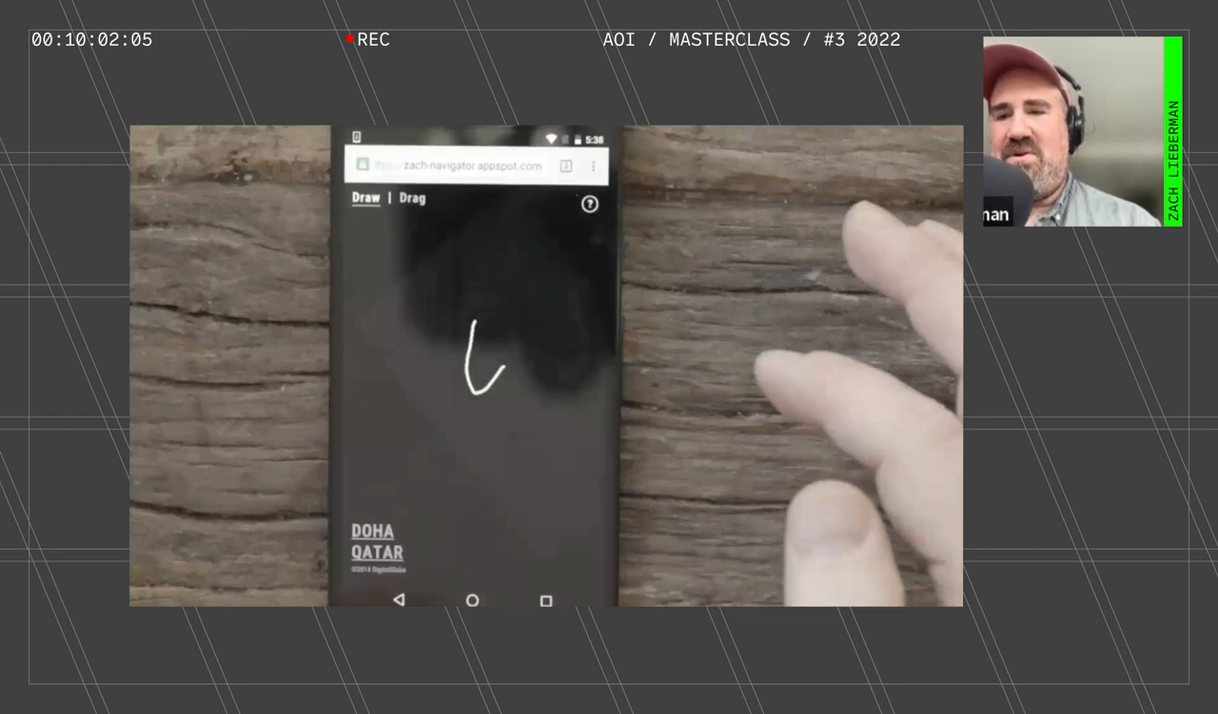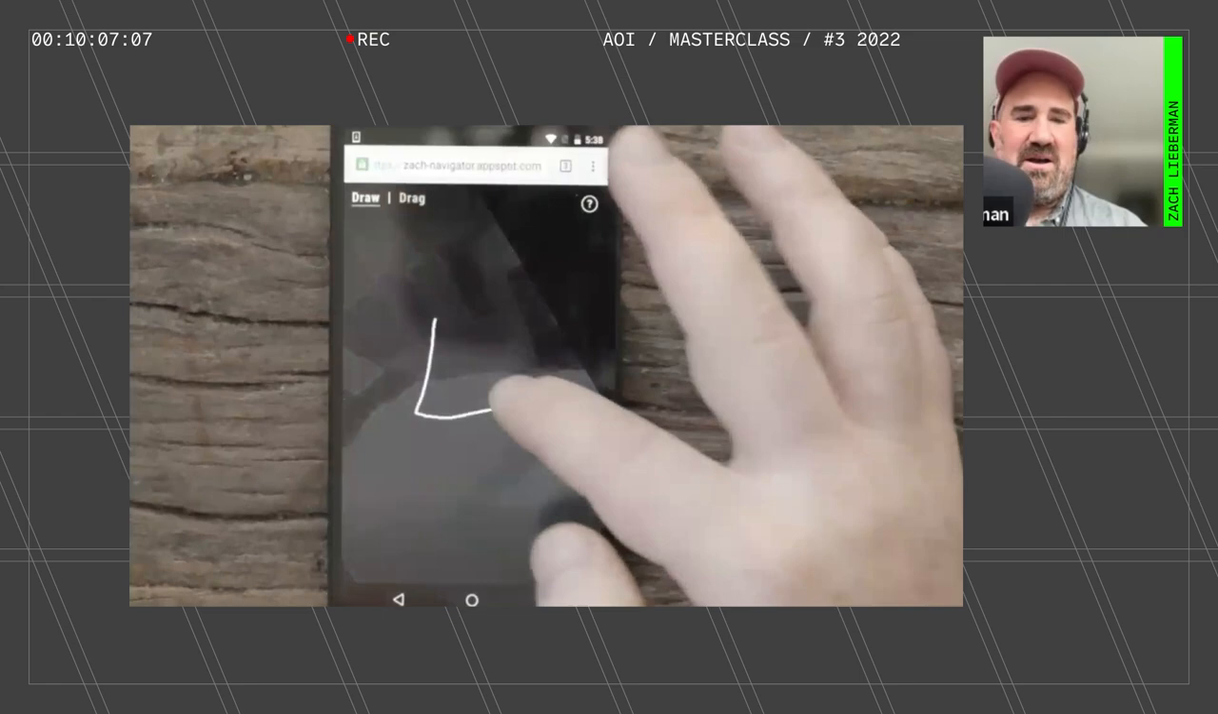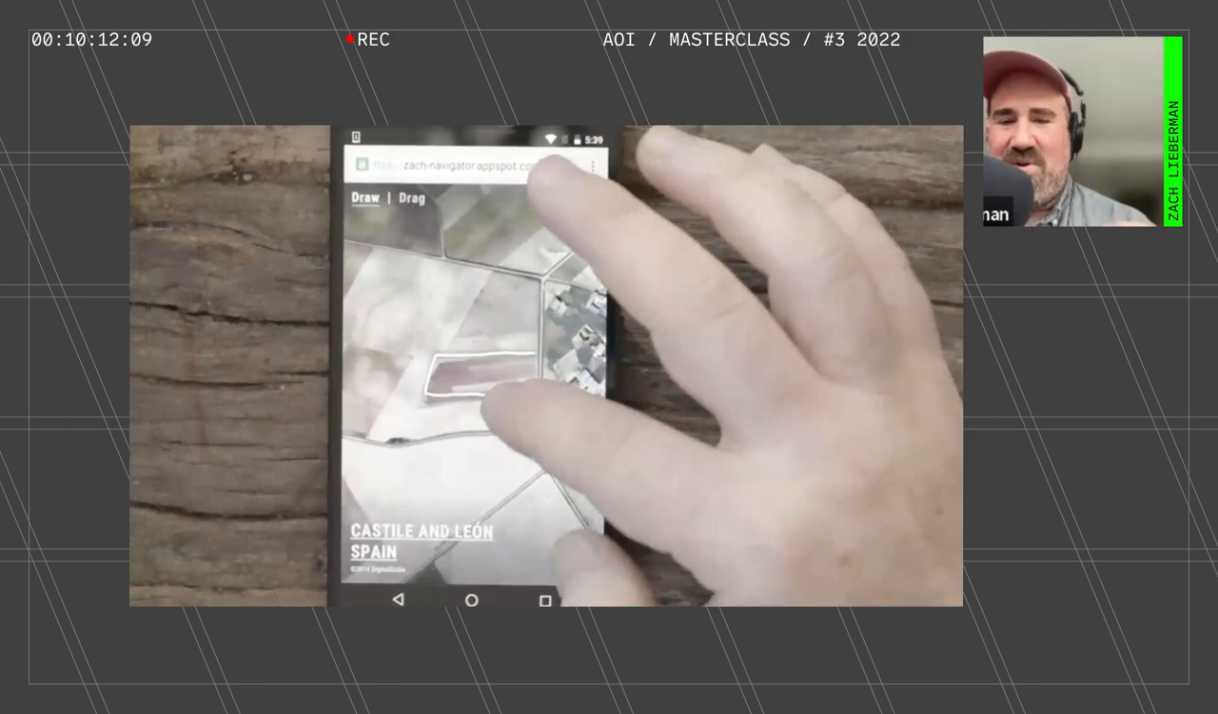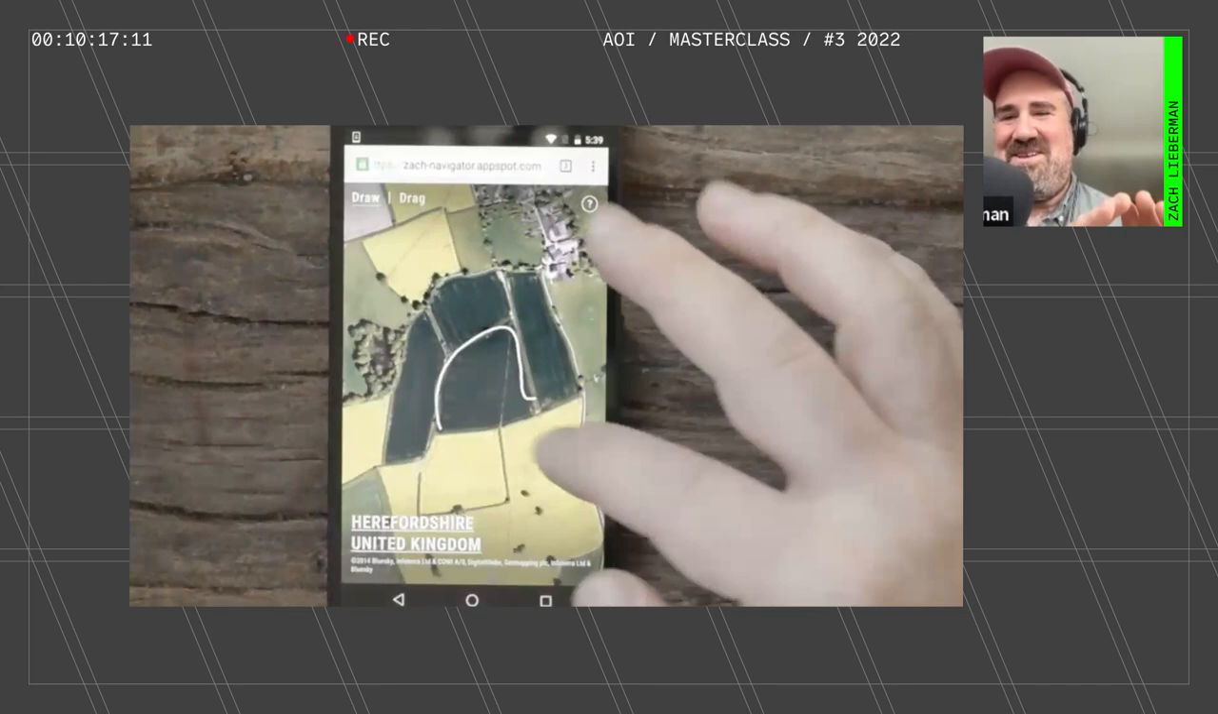If you draw a straight line, it finds a straight line. If you draw an angle, it'll find an angle. If you draw a rectangle, it'll find a rectangle. And of course, this got on the front page of Reddit. So you can imagine what the internet was trying to draw. It was really, really exciting and kind of disturbing.